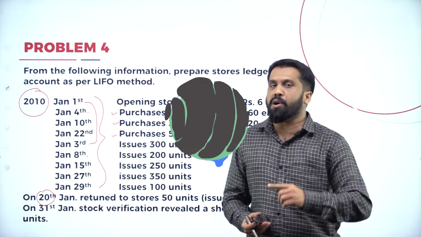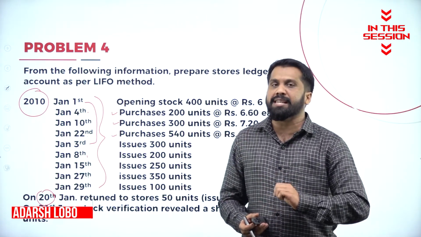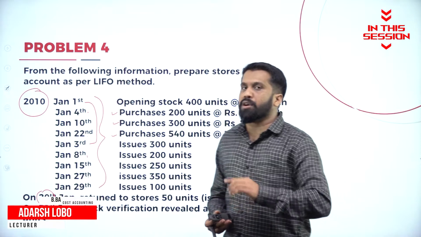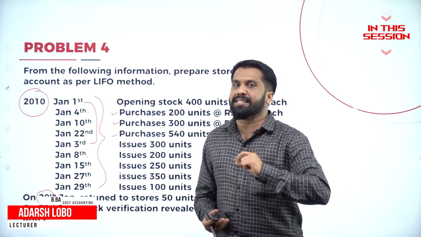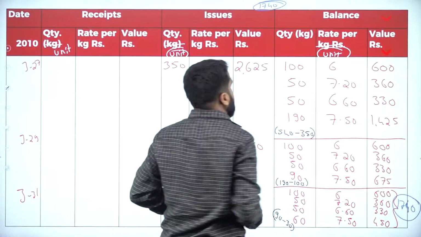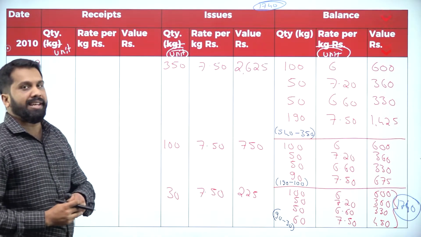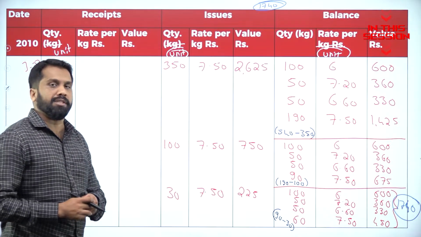If your stock decreased, we call it an issue. If your stock increased, we call it a receipt. If it is kg, we should use kg. If it is unit, you should use unit.